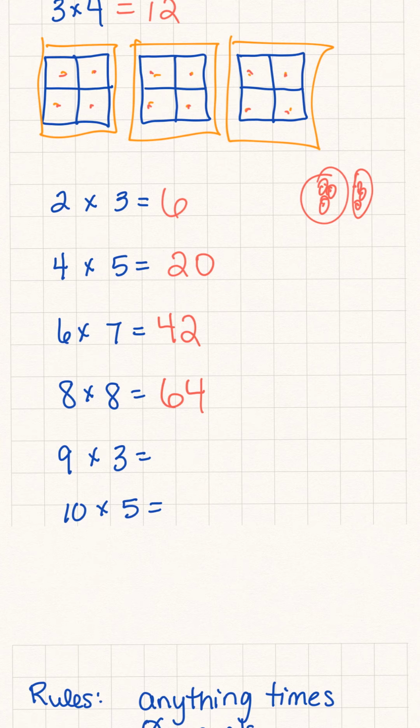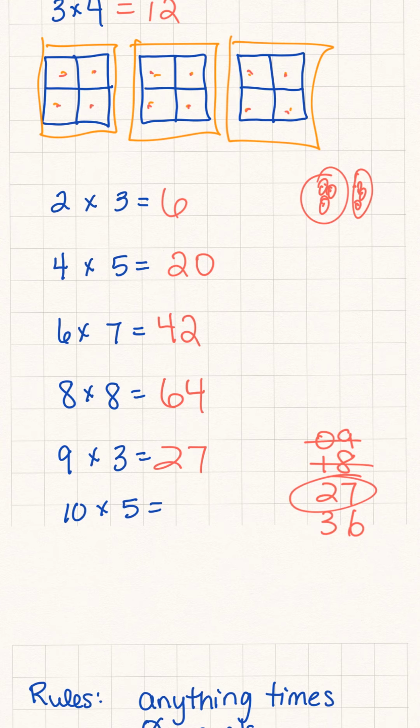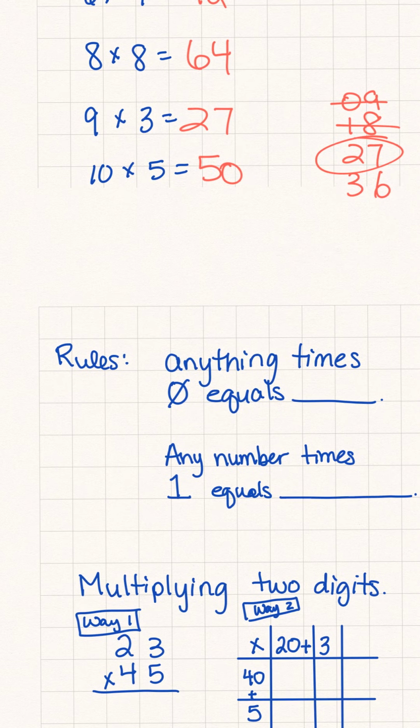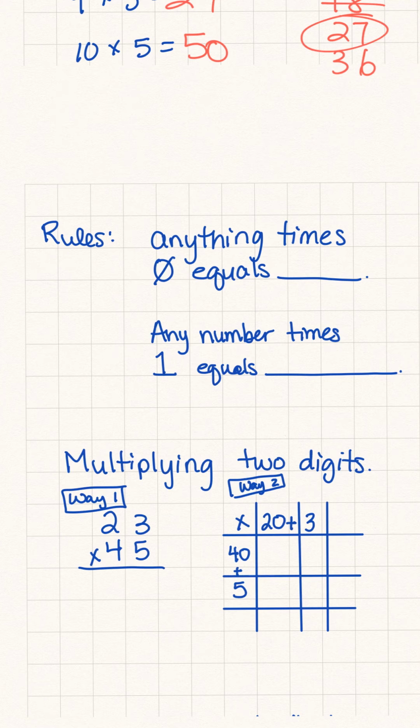9 times 3, you could do this. Right, so we have our whole thing, 4, 5, 6. This is 9, 8, 7, 6. So times 3, this is times 1, times 2, times 3. 5 times 10, 50. So hopefully you're very familiar with your multiplication facts, but if not, please do brush up on them. Just a couple rules.